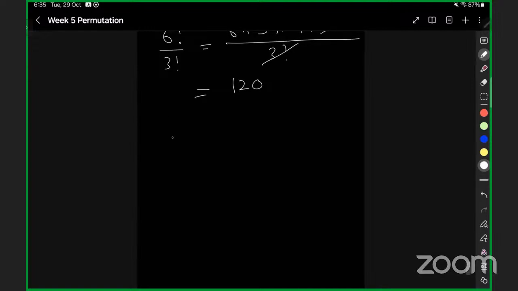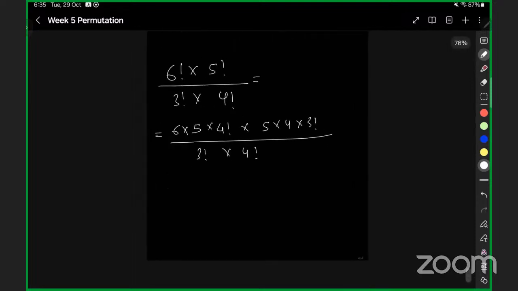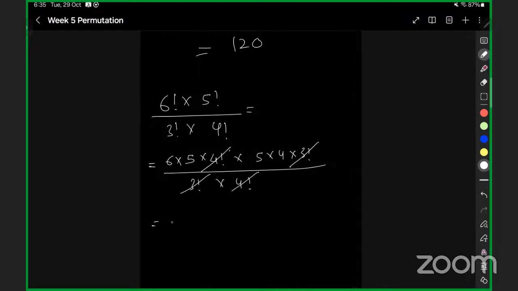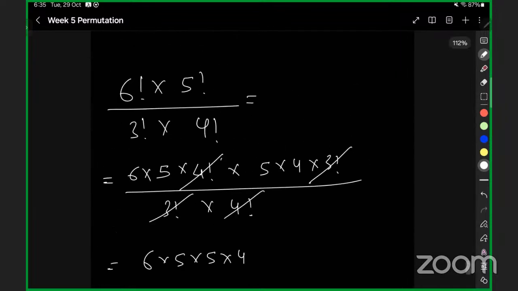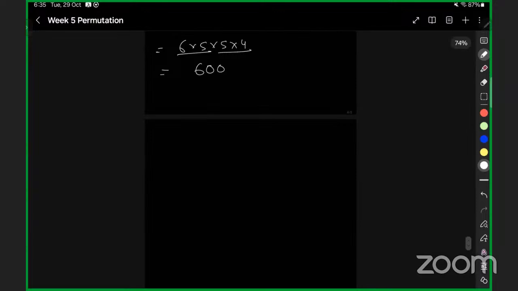Same way you can do more also. Let's say you have 6 factorial into 5 factorial divided by 3 factorial into 4 factorial, right? I can write 6 into 5 into 4 factorial, and 5 into 4 into 3 factorial. Then we have 3 factorial and 4 factorial in division, and we can cut them off. We'll get 6 into 5 into 5 into 4, so this is 30, this is 20, and 20 into 30 is 600. So 600 is the answer. Same way you can do it for any numbers.